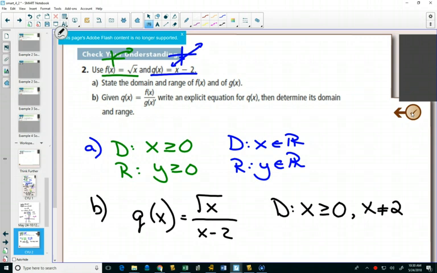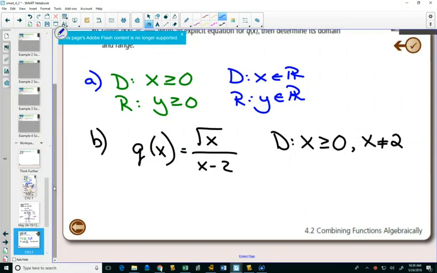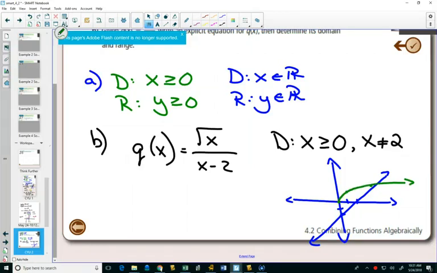The range of q of x, again, this is harder to find. We have to graph this. We've never graphed a square root over a line. That's not one of the things that we've hit in our polynomial functions. So in that case, what we would do is we would start by graphing our original line, which was x minus 2, which has a y-intercept of minus 2 and a slope of 1. And our square root graph, which I'll graph in green, looks like this.